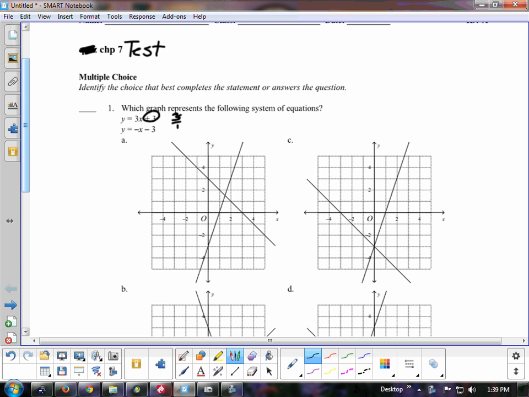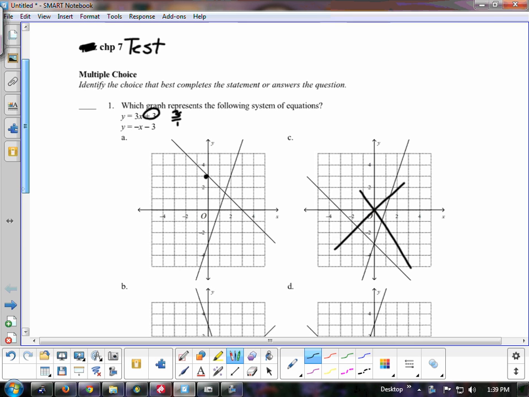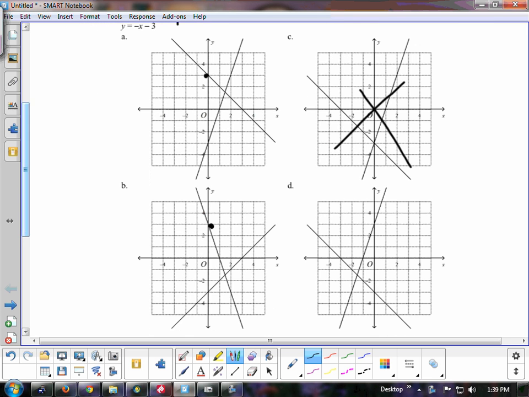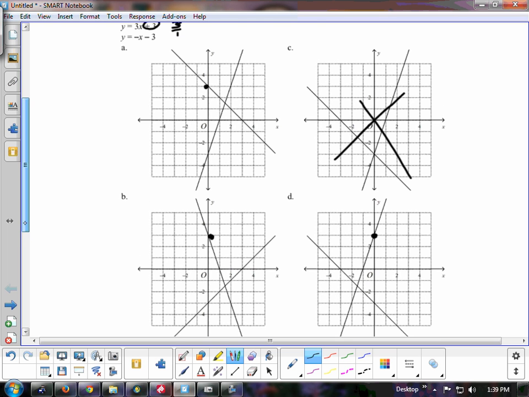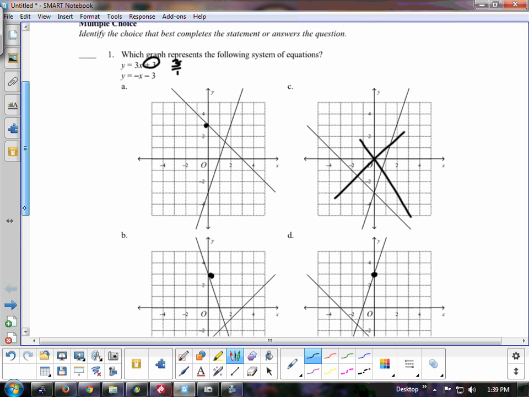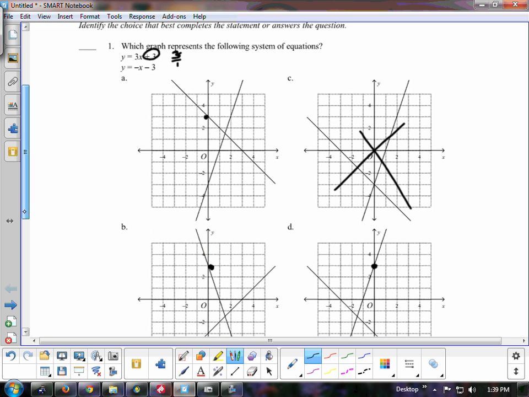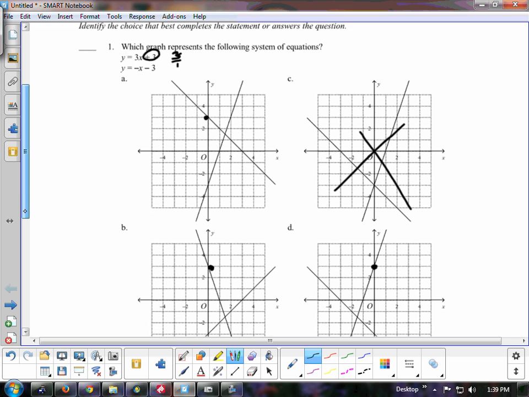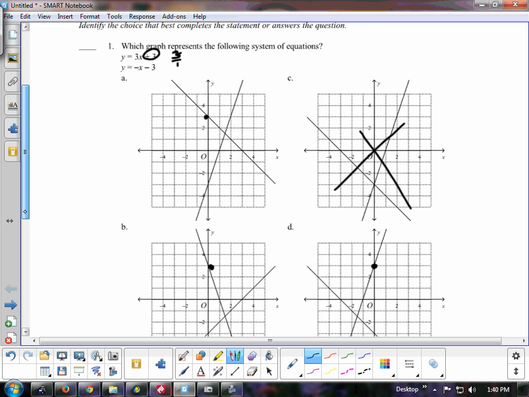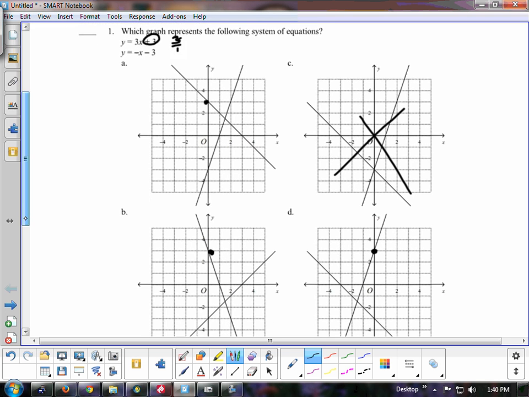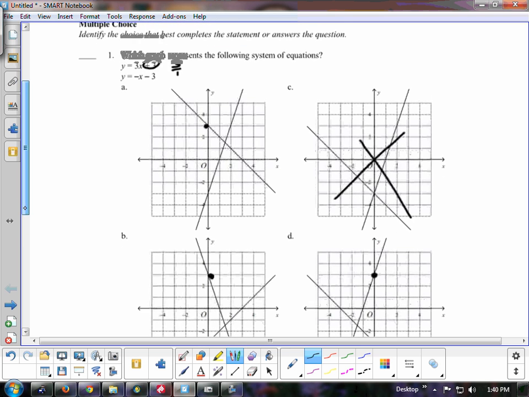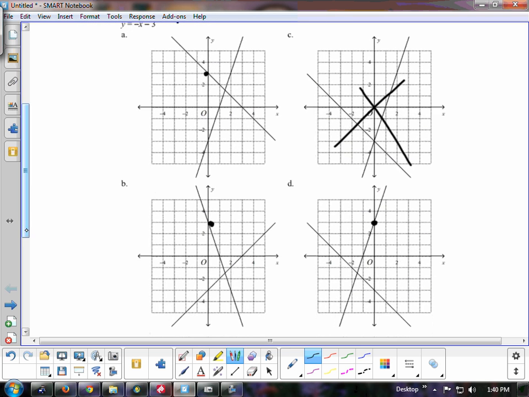Okay, so which one begins at 3? This one begins at 3. This one does not. This one begins at 3. And this one begins at 3. And I can see the answer right away should be D, but let's keep going with it. And then I want to go down 3 over 1, I'm sorry, up 3 over 1, not down 3 over 1.